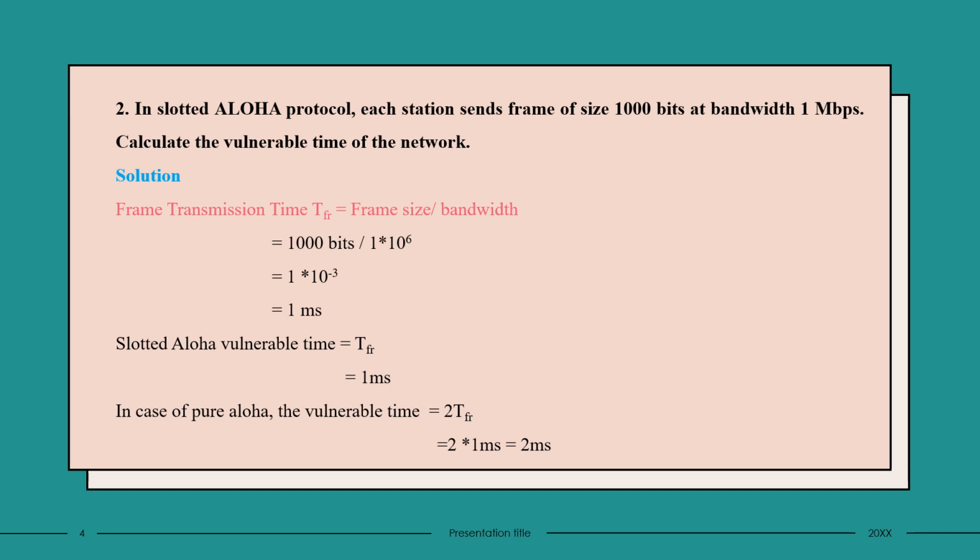What is the formula to calculate the vulnerable time of slotted Aloha? It is nothing but TFR. TFR is 1 millisecond, so this is the vulnerable time in the case of slotted Aloha protocol. In the case of pure Aloha, the vulnerable time is 2 TFR. In slotted Aloha it is simply TFR, whereas in pure Aloha the vulnerable time formula is 2 TFR, which is 2 into 1 millisecond, which gives you 2 milliseconds.